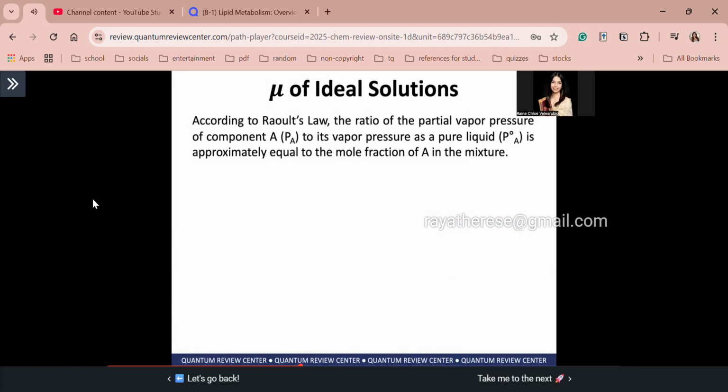Now, here we have the chemical potential of ideal solutions. So guys, we have two types of liquids kasi, ideal solutions and non-ideal solutions. Okay? Pag sinabi natin ideal solutions guys, ideal lahat. So meaning, yung mga intermolecular forces between them, it's not being considered, okay? And particularly guys, we will use the Raoult's law in determining the chemical potential or the partial vapor pressure of A in the mixture, okay?